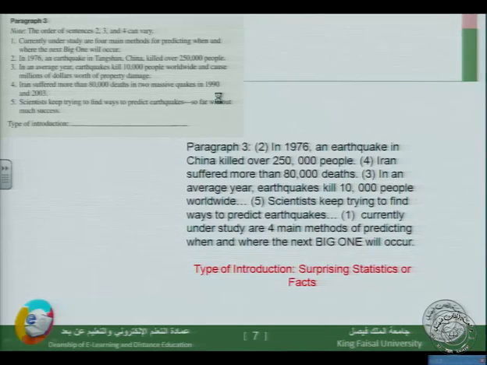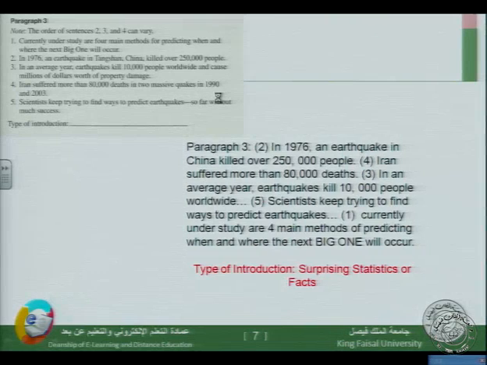The third one here, paragraph number 3. In 1967, an earthquake in China killed over 250,000 people. Iran suffered from then 80,000 deaths, and in an average year, earthquakes kill 10,000 people worldwide. Scientists keep trying to find ways to predict earthquakes. Currently, under study are 4 main methods of predicting when and where the next big one will occur.